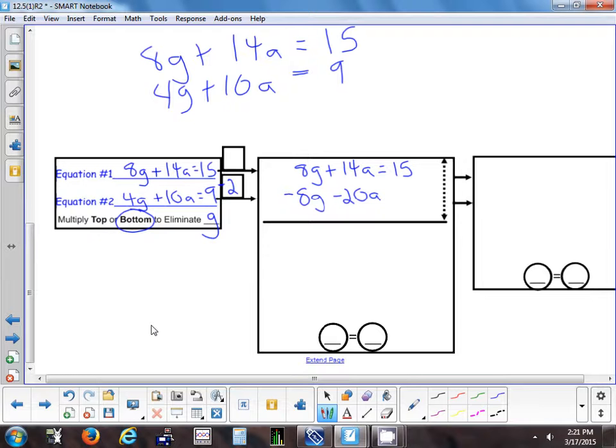-20a. And last one, my good friend Mr. Shaw, -2 times +9. Let me ask you this, my friend. Is your answer going to be positive or negative? Do a -2 times +9. Nice. Good, I'll let you off the hook. 9 times 2 is what? 18.